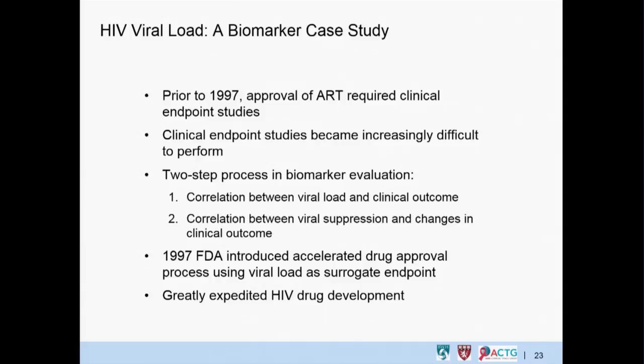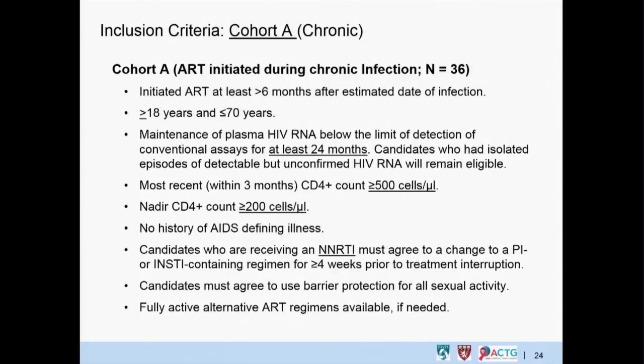the HIV cure field. And so the study that we're doing is enrolling individuals between ages 18 and 70 who have been on antiretroviral therapy for at least 24 months or 2 years, whose recent CD4 count is above 500, whose nadir CD4 count, or lowest CD4 count, was above 200, and who have no history of AIDS-defining illnesses. Individuals who are on an NNRTI must agree to switch to an integrase inhibitor-based regimen, candidates must agree to use barrier protection for all sexual activity, and a fully active alternative regimen must be available.